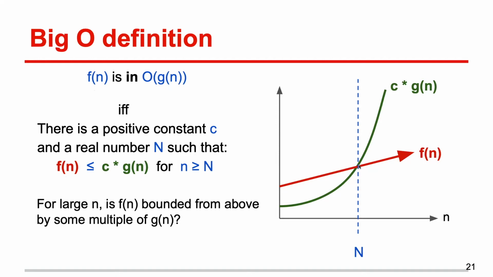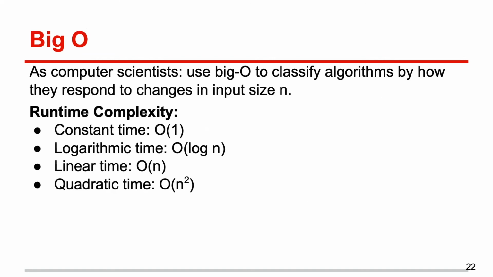And so what that basically means, you could probably just get the intuition from the graph, right? For some large n past a certain point, we can see that f of n is bounded from above by some multiple of g of n. And this is pretty useful in computer science because it gives us a great way of analyzing algorithms. So we use big O to classify algorithms by how they respond to changes in input size.